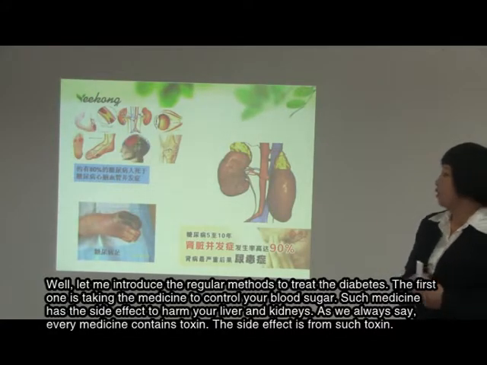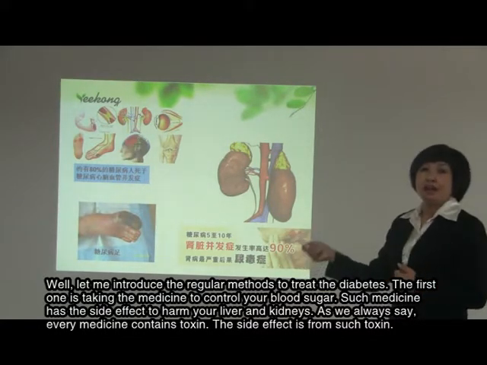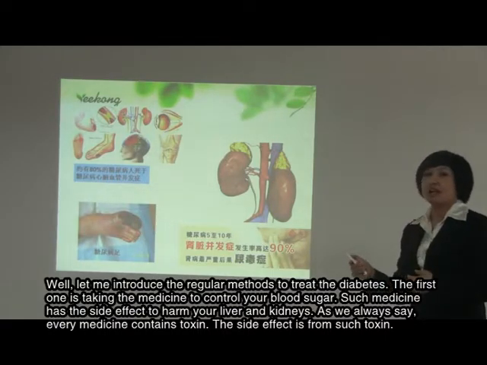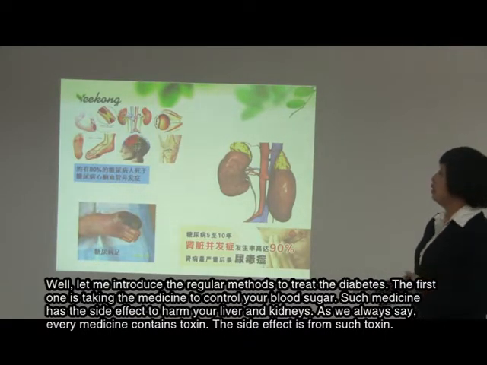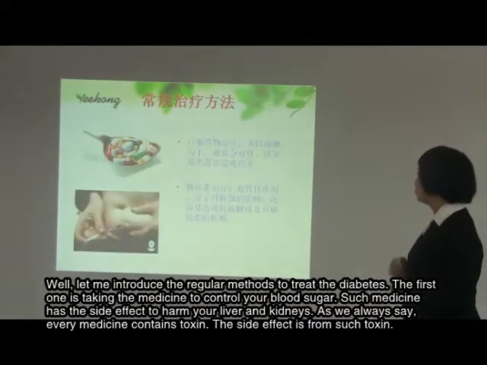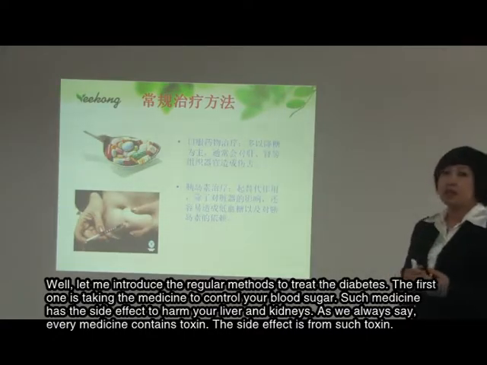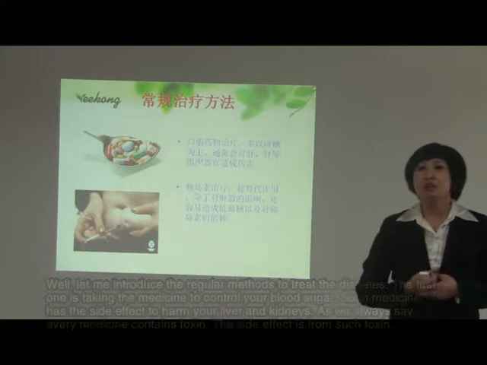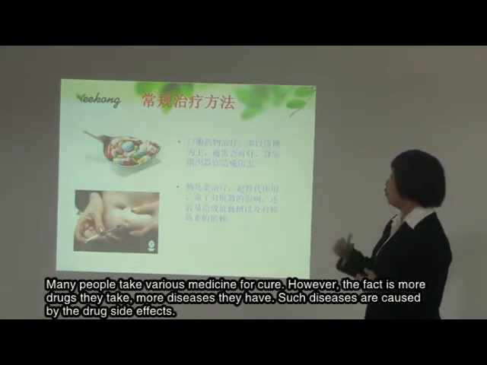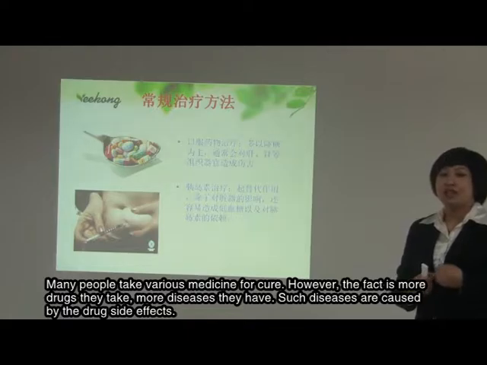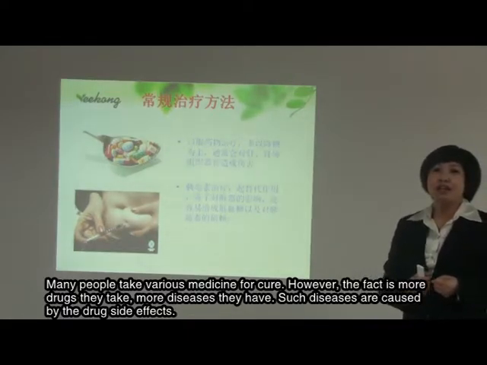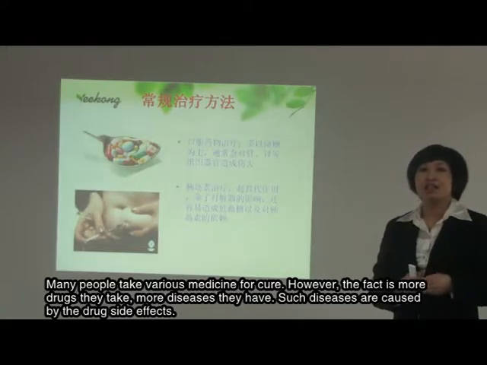Well, let me introduce the regular methods to treat diabetes. The first one is taking medicine to control blood sugar. Such medicine has side effects that harm your liver and kidneys. As we always say, every medicine contains toxin. The side effect comes from such toxin. Many people take various medicines for a cure. However, the fact is that the more drugs they take, the more diseases they have. Such diseases are caused by the drug side effects.